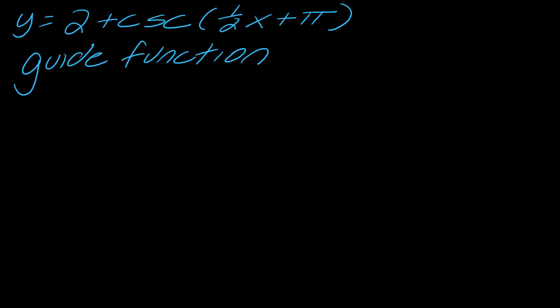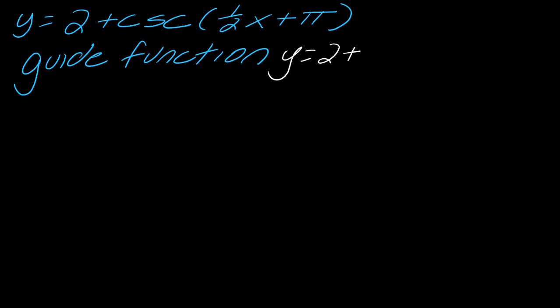Okay, so now let's move on to something that gets a little more challenging. So I've got 2 plus cosecant of 1/2 x plus pi. What's going to make this kind of weird is this 2. It's actually going to move what we think of as our line for where our asymptotes hit. So I'll talk about that more when we get to that point. So just to start, we're going to come up with our guide functions.